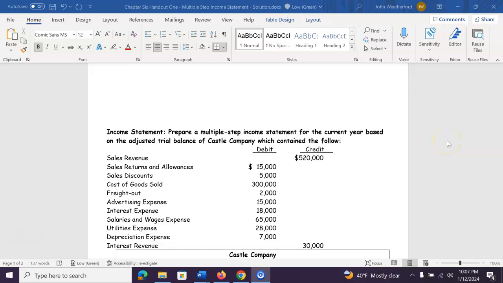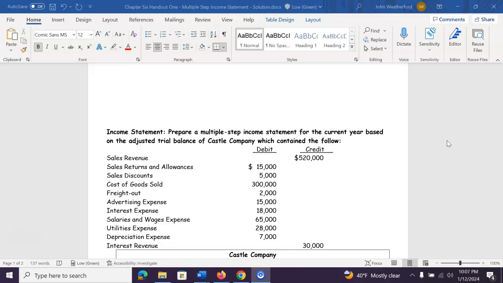Okay, we're now going to look at the preparation of a multiple step income statement. This is, of course, for a merchandising business, and the name of our company here is Castle Company. And we're given their adjusted trial balance.